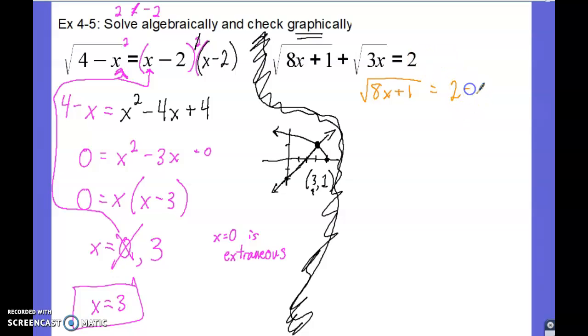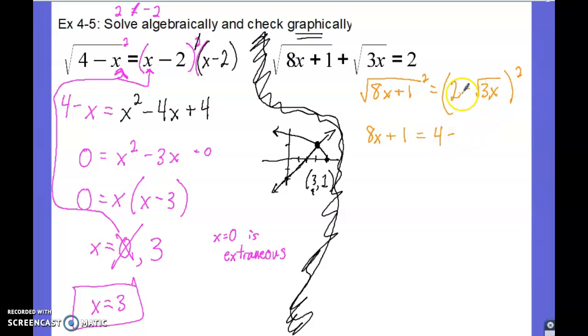So just subtract that root 3x to the right side. And then from here, we can square both sides just like I did previously. So I have 8x plus 1, because the square root and the square cancel out. But you do have to FOIL this. So we're looking at 4.